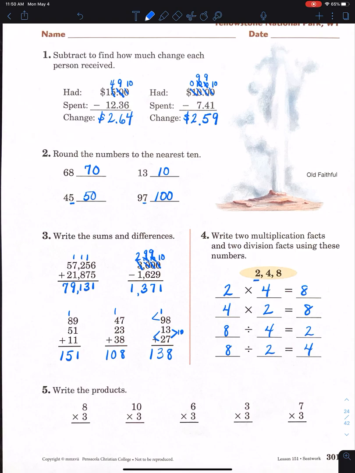All right, 8 groups of 3. 8 times 3, what is that? Very good, 24. 10 times 3, remember the 10s, you just add a 0 to the end of the number. It's 30. 6 times 3, or 6 groups of 3. That's 18. 3 times 3 equals 9. And what is 7 times 3? Good job. It's 21.